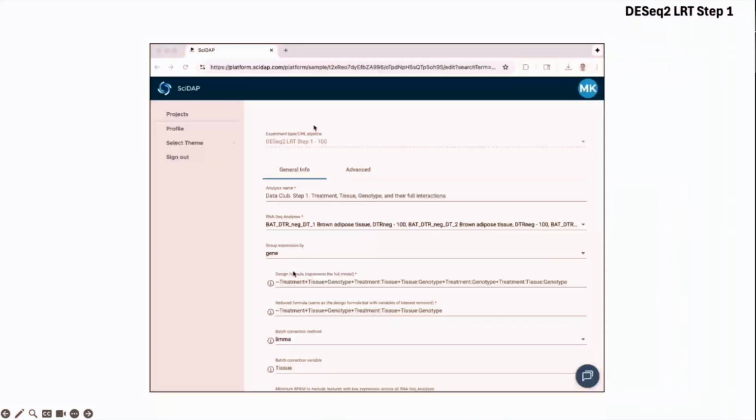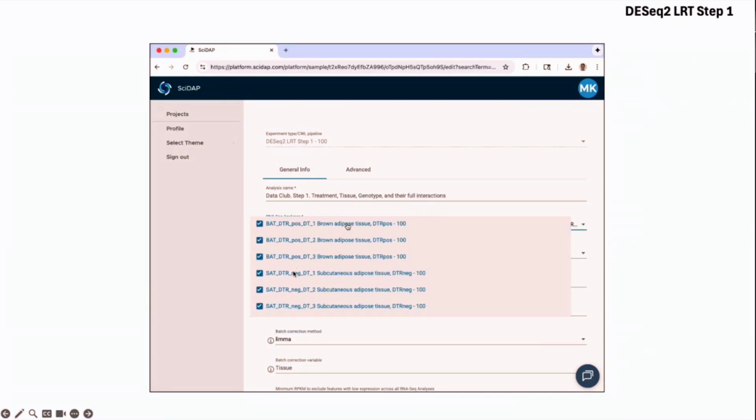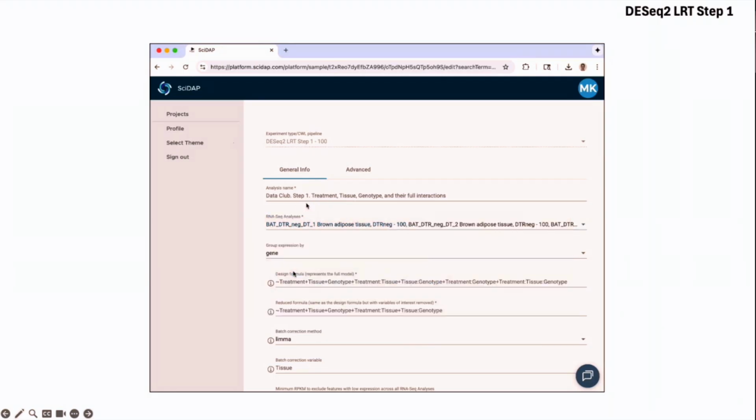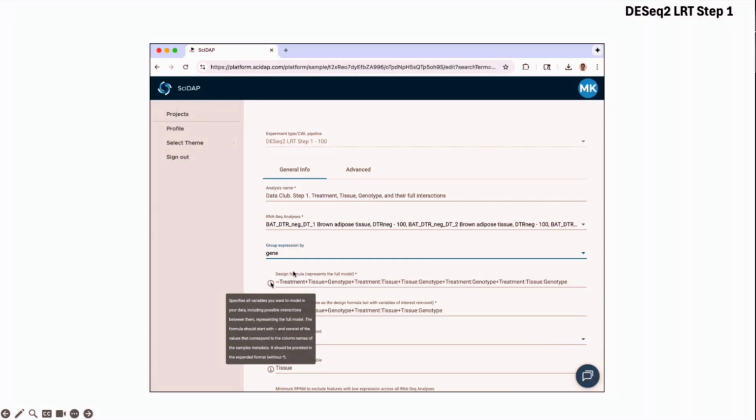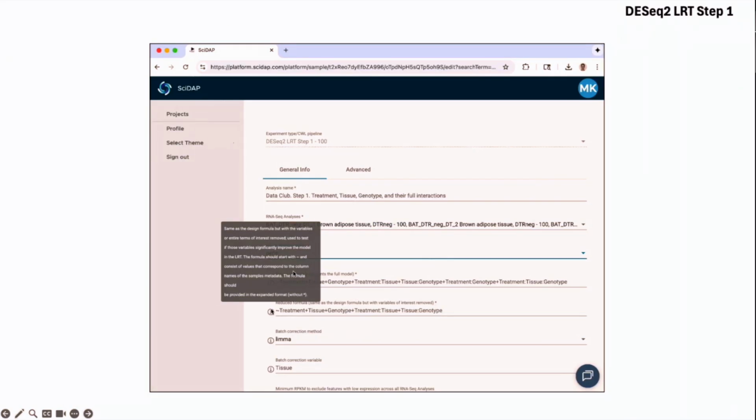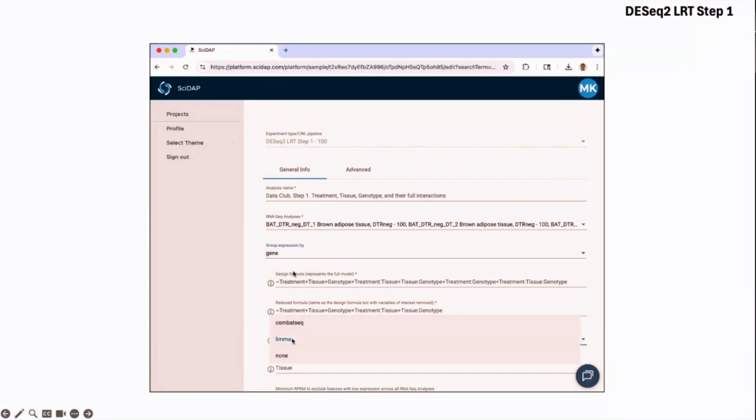And here I will show you how I run it on SciDAP. So this is the first step. It starts from selecting the pipeline. Then we type the name. We select the samples, RNA-Seq samples, from which we will get the gene expression. In this case, it was 24 samples. Then we select how we want to group the expression, by gene, by isoform, or by common TSS. This is the field where we describe the design formula, and this is where we describe the reduced formula. Then this input is optional.